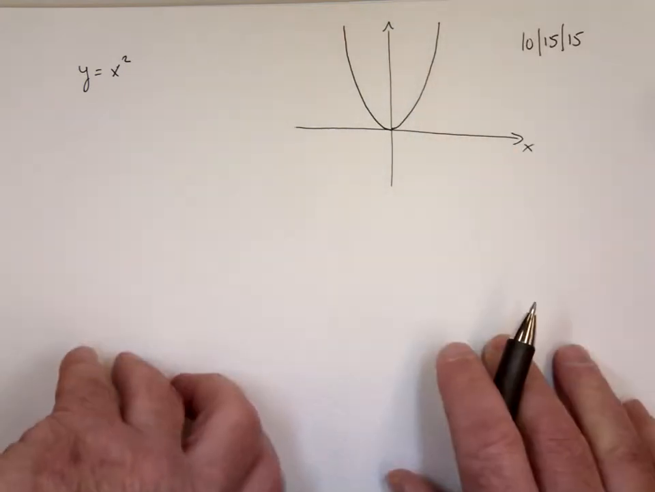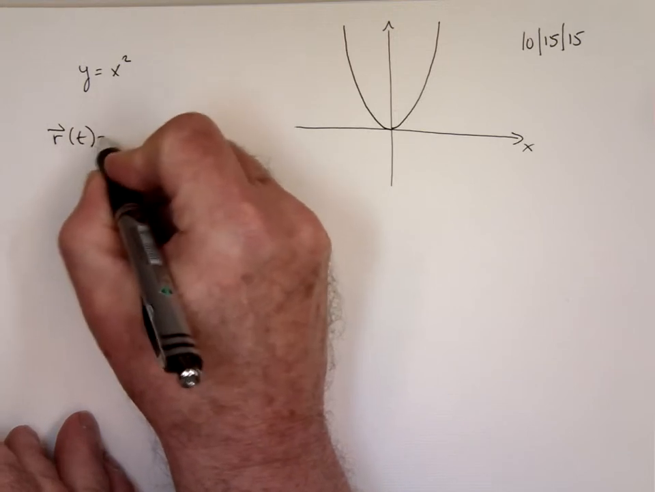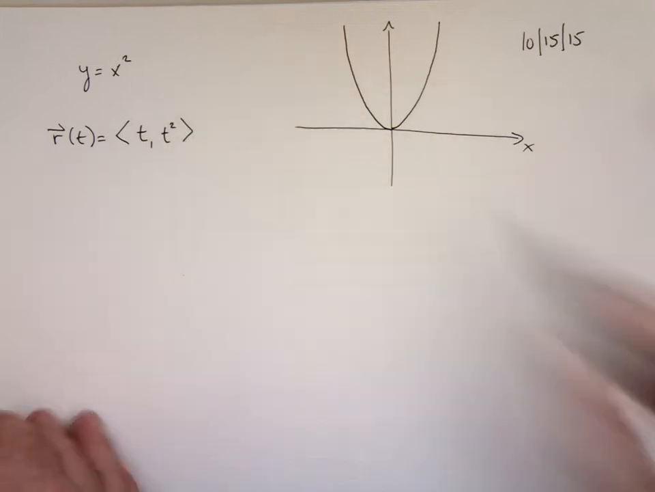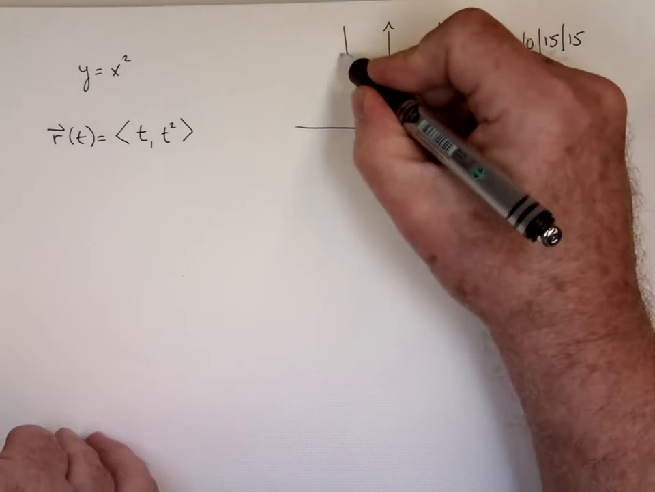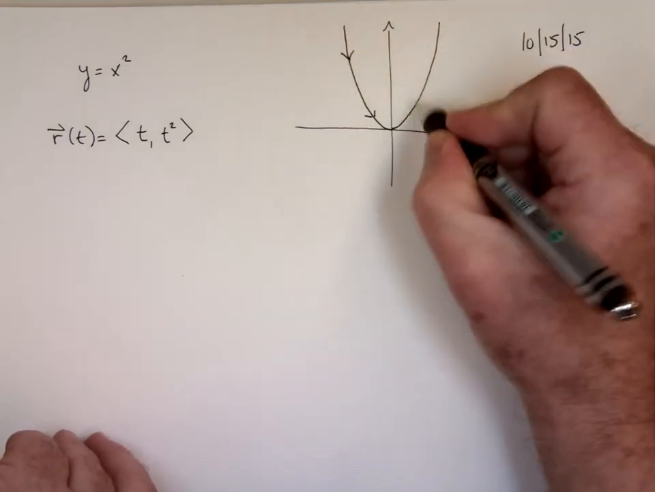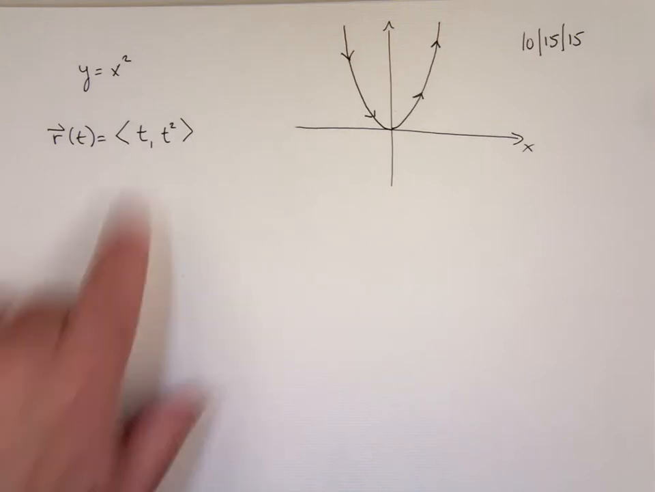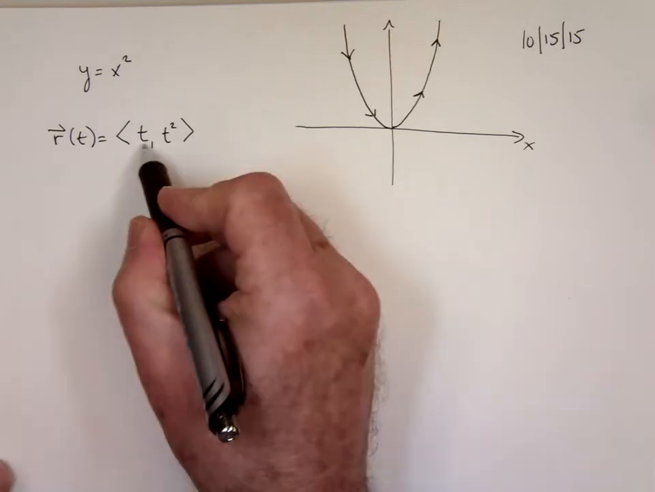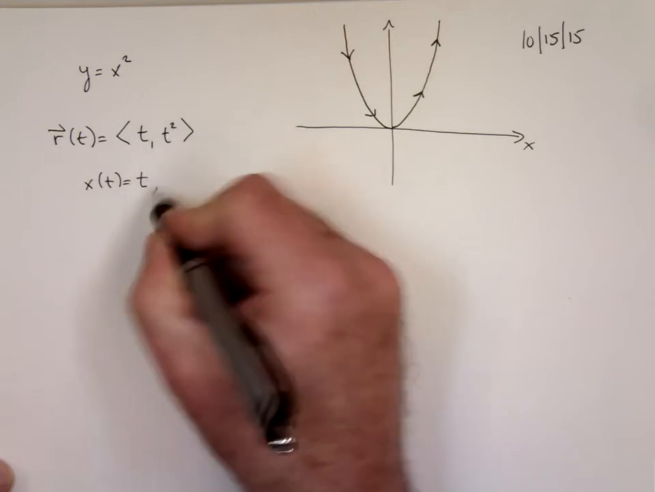Here's a parabola. Let's define it as a vector-valued function: t, t squared. So that defines, like parametric forms, an orientation. And you can instantly take a vector-valued function and change it to parametric form, where this is the x component and this is the y component.